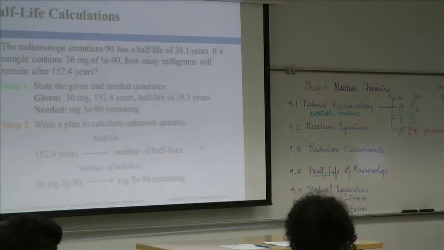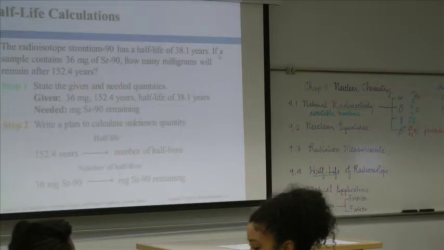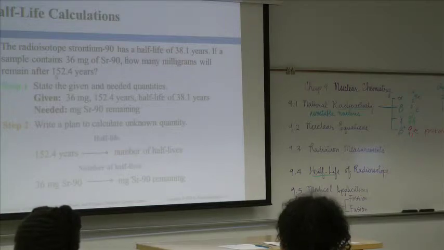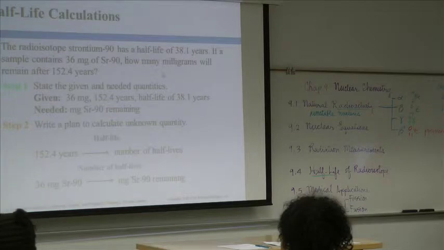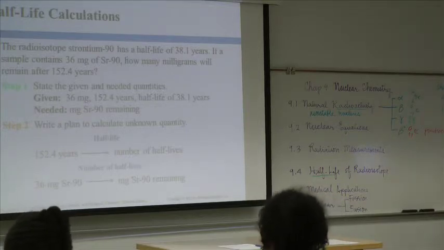So how do we calculate half-life? If we're given strontium-90 and it has a half-life of 38.1 years, if the sample has 36 milligrams, how many milligrams will remain after 152.4 years? So this would be typical test-like questions. And you have some samples of that to work on in your concept checklist in D2L already, okay?